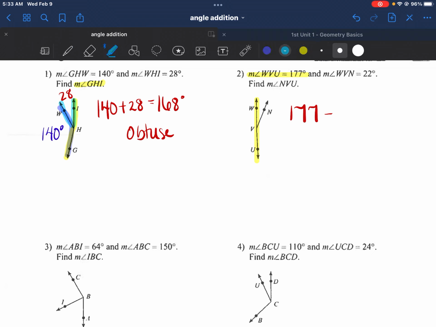So, let's see. WVN is 22 degrees. And UVN is the question mark. We don't know what it is. So we're going to take 177 and subtract 22 because we need to figure out what number plus 22 will give me 177. And the answer is 155 degrees. And we already know that's an obtuse. Make sure you put your degrees.